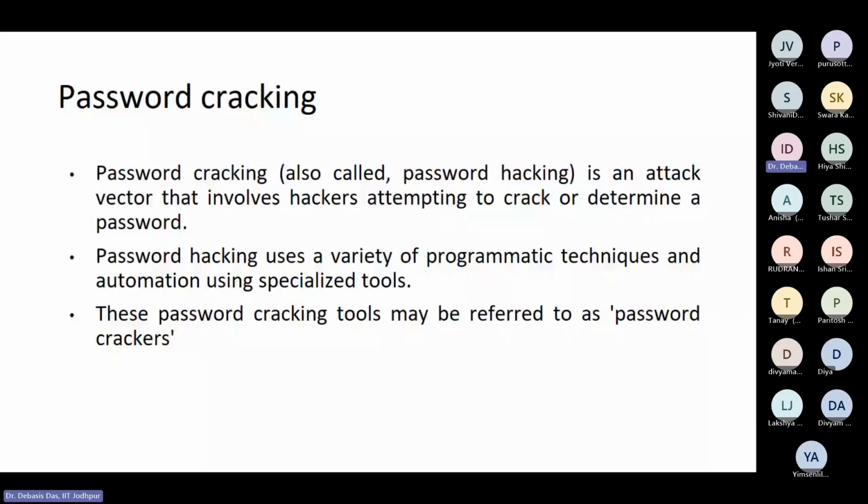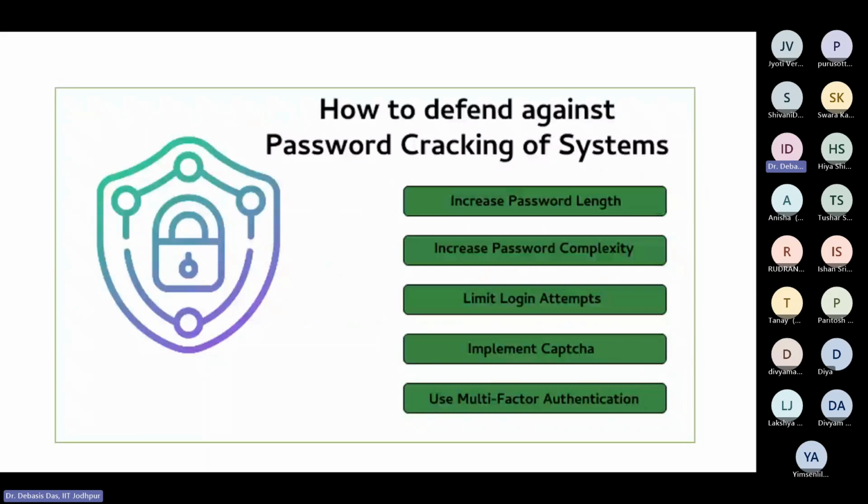So now we are focusing on how we create a complex password and how to defend against password cracking of the system. Our objective is not cracking, our objective is how we protect our system from the attacker or those who are responsible for cracking your password. This is the simple concept we want to understand.